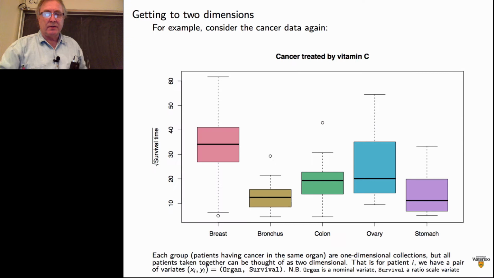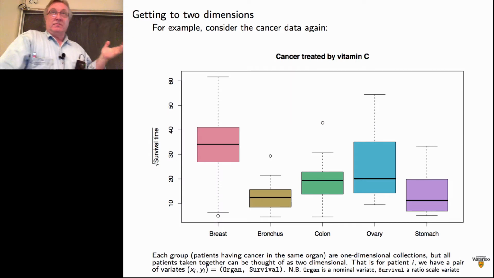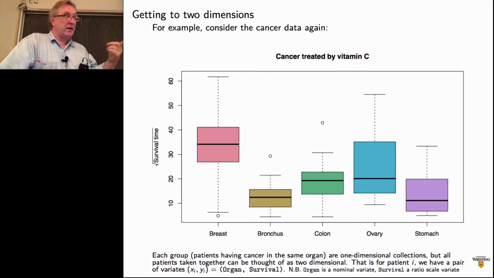Okay, so that's a little different. When we looked at the cancer data, we also had two values going on there. We had the survival time, and then we had which organ had the cancer, right? So we've got an X and a Y. X is the organ here. So it was actually sort of like two-dimensional data there.